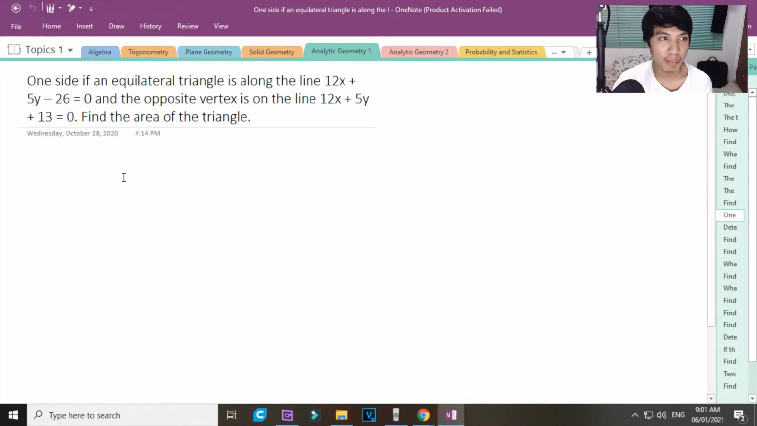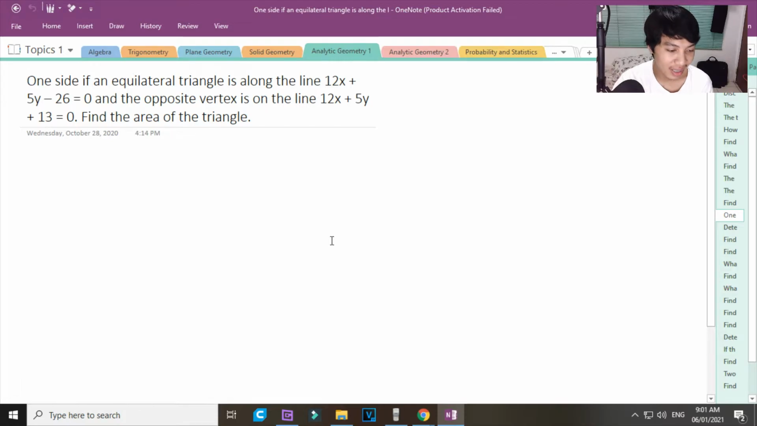Problem number 3. Another tricky question. Okay? One side of an equilateral triangle along the line, meron kang line, binigyan ka ng line na to, and then the opposite vertex, find the area of the triangle. Ngayon, ito mas maganda dito, i-drawing natin.